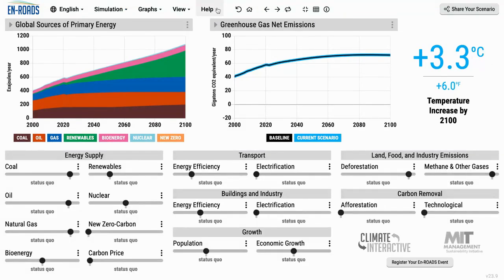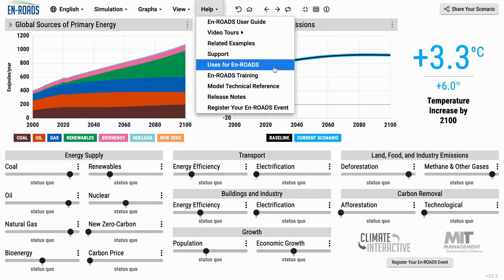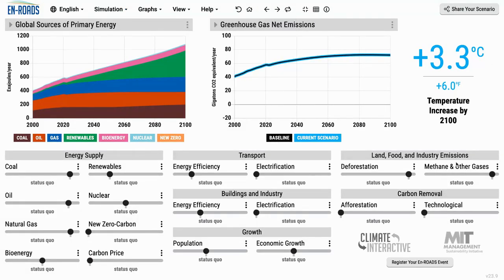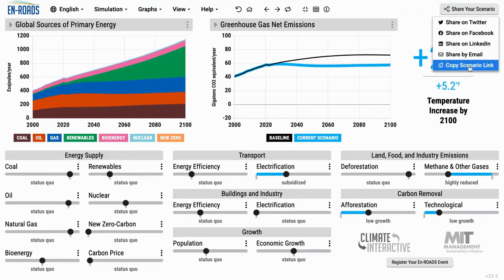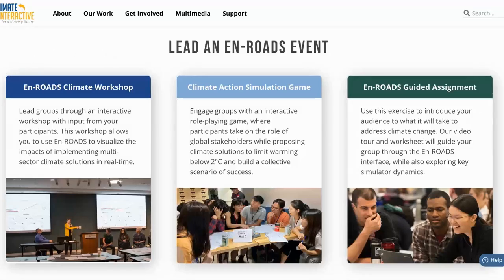En-ROADS is designed to be used in 4 different ways. By yourself or with a small group, you can just create a scenario and share it. In a workshop, the En-ROADS Climate Workshop, with a group of people talking to each other about climate strategy. In a game, the Climate Action Simulation, which is a role-play game. Or the En-ROADS Student Assignment.